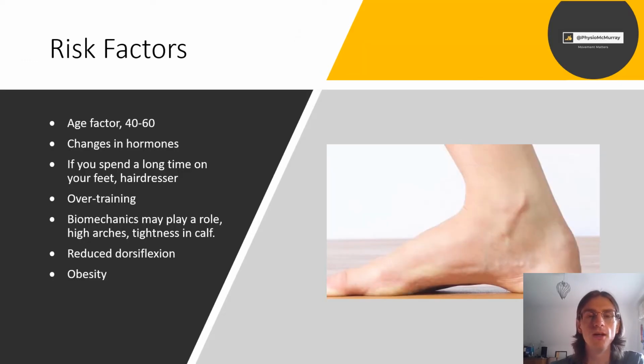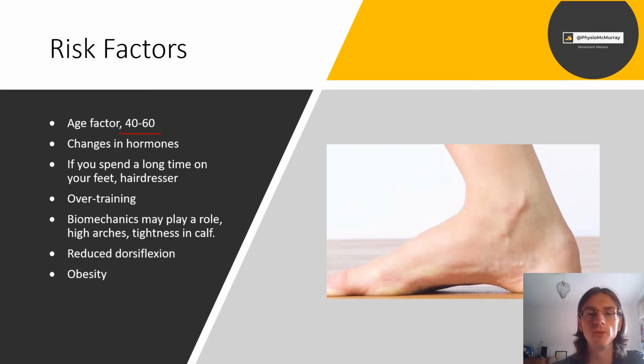So the risk factors. It's more common in people aged 40 to 60. It can be a change in hormones. If you're a female, that can be a risk factor as it makes your tendons a little bit weaker to change in load. So if you're increasing your running and you've got a change in hormones, it puts you a little bit more at risk. If you spend a lot of time standing up, recently a hairdresser came in who was spending hours and hours standing up. She got plantar fasciitis, and this is also a problem because in the treatment you want to decrease the load, so you want to decrease the pain in the foot, but if their job requires them to stand up all the time, there's not really much they can do about that.